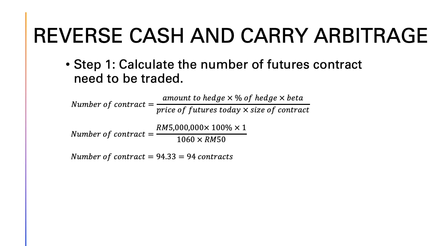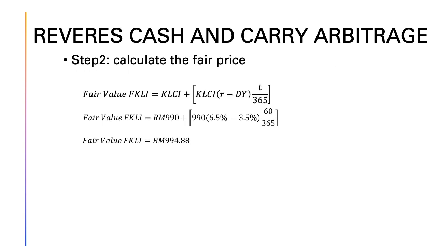Current November FKLI futures at 991. So futures price is less than fair value. So it is an underpriced condition. You need to use reverse cash and carry strategy. However, this strategy cannot be implemented because short selling is not allowed in Bursa Malaysia. So for reverse cash and carry strategy, you need to stop at the third step because you cannot use the strategy in Bursa Malaysia. So that's all for Arbitrage FKLI. Thank you.